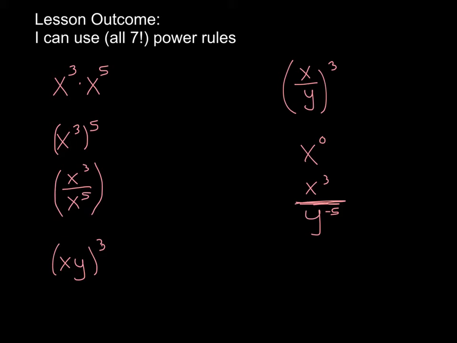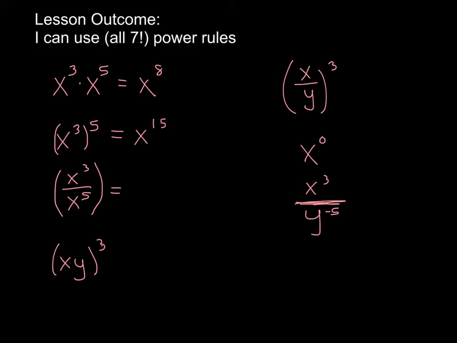Okay, so how did you do? Let's check these. X to the third times x to the fifth, we keep our base of x and we add the exponents, so x to the eighth. X to the third to the fifth, one base raised to 2 exponents, we're going to multiply the exponents, so x to the 15th.